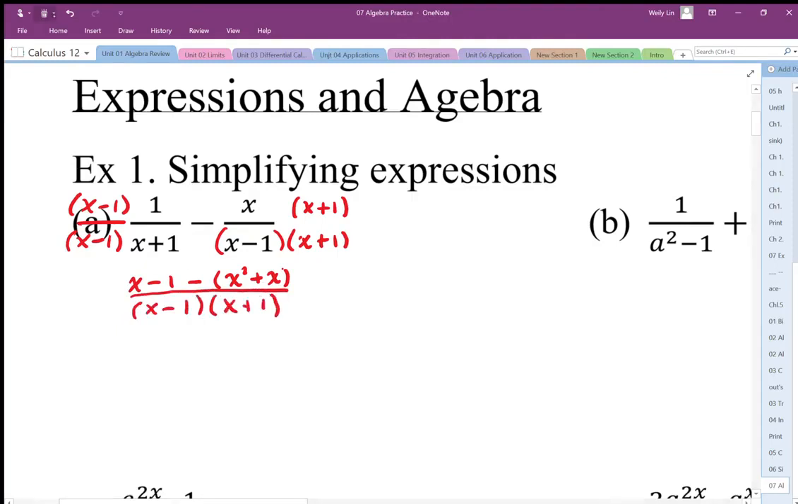We've got some terms that are going to cancel out here. So this plus x minus a positive x, we have negative 1 minus x squared. So it's going to look like this: negative x squared minus 1 in the numerator and x minus 1, x plus 1 in the denominator. And this is not factorable, because once we factor the negative out, we're left with x squared plus 1, which is not factorable.